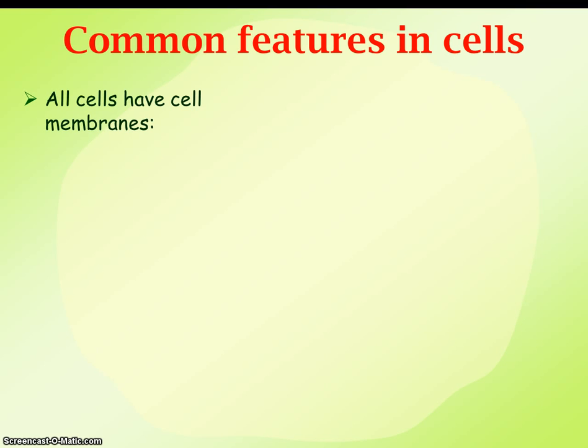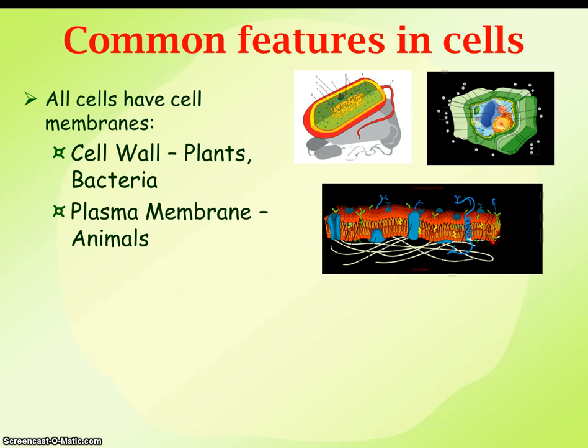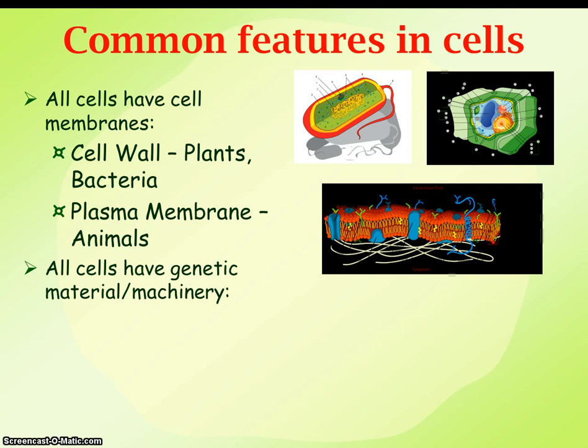All right, let's start looking at some common features. All cells have membranes. Plants and bacteria have something called a cell wall. Animals just have the plasma membrane. So plants and animals both have a plasma membrane, but plants and bacteria also have a cell wall that surrounds their plasma membrane. It helps with protection and adds support, that type of thing.